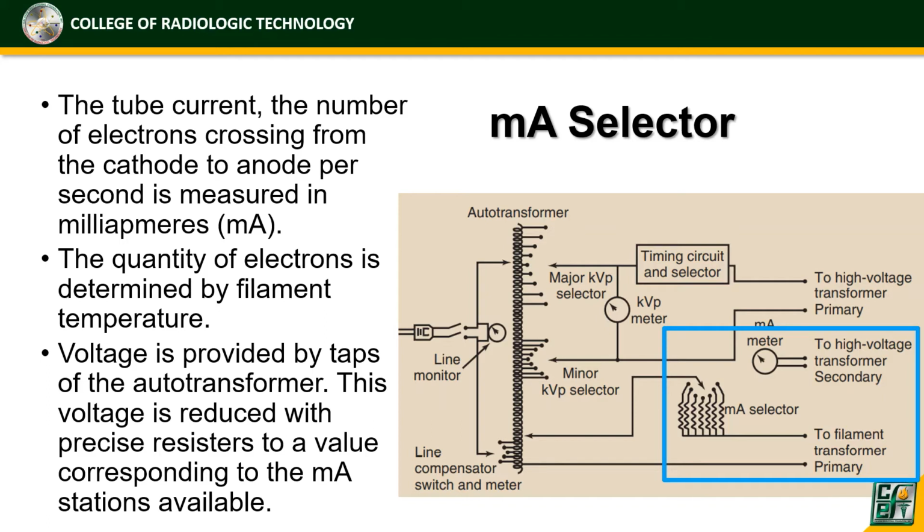And the voltage is provided by the taps of the autotransformer. And this voltage is reduced with precise resistors to a value corresponding to the milliampere stations available. Okay, so milliampere. Okay, so milliampere is responsible for X-ray quantity.